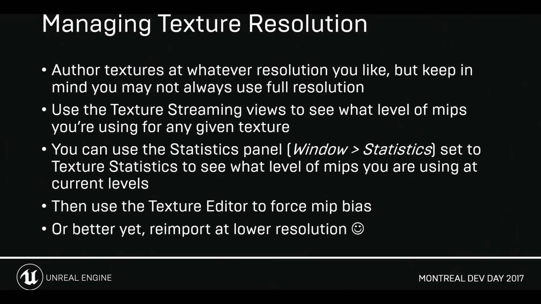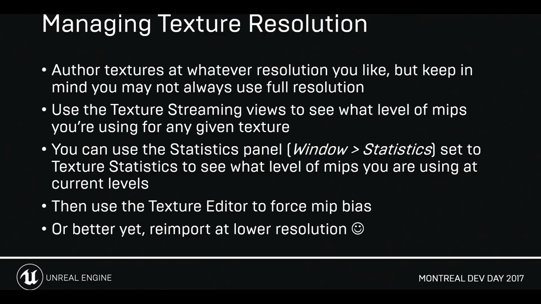Next, managing texture resolution. You can author textures at pretty much whatever resolution you like. I should be really careful when I say that. Yeah, 8K textures are probably over the top, but I guess you could do it if you really wanted to. Just keep in mind that you're probably not always using full resolution. The engine is going to try to MIP those things down, in some cases very aggressively, which leads back to always making sure that your textures are all in powers of 2 so that you can MIP them down. Use the texture streaming views to see what level of MIPs you're using for any given texture. We'll cover those a little bit at the end.